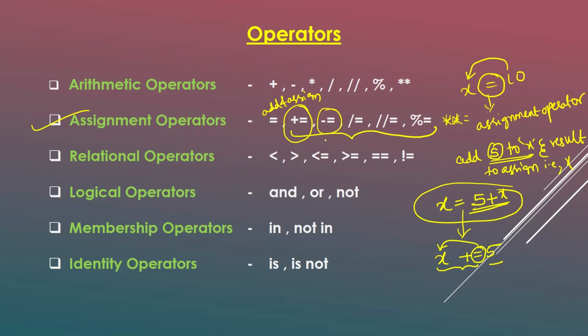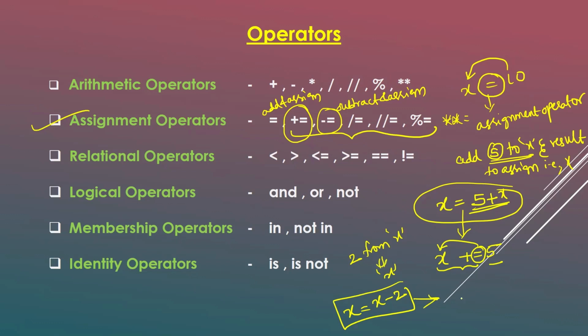Coming to one more assignment operator, that is subtract and assign. For example, if I want to subtract 2 from x and that result should be assigned to the same variable, then what should I do? x minus 2, and this result I assign to the same variable x. Instead of writing it this way, we use subtract and assign like this: x minus equal to 2. It will subtract 2 from x and the result is going to be assigned to the same variable. Like that, you can make use of divide and assign.